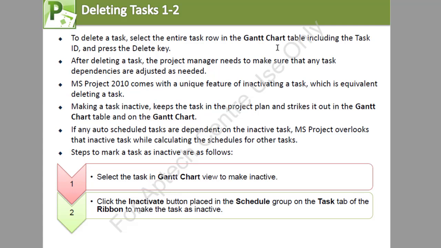If any auto-scheduled tasks are dependent on the inactive task, MS Project overlooks that inactive task while calculating the schedule for the other tasks. So we are going to do this practically. We are going to delete a task, and then after that, we are going to mark another task as inactive. Let's do this. So please go back to MS Project.